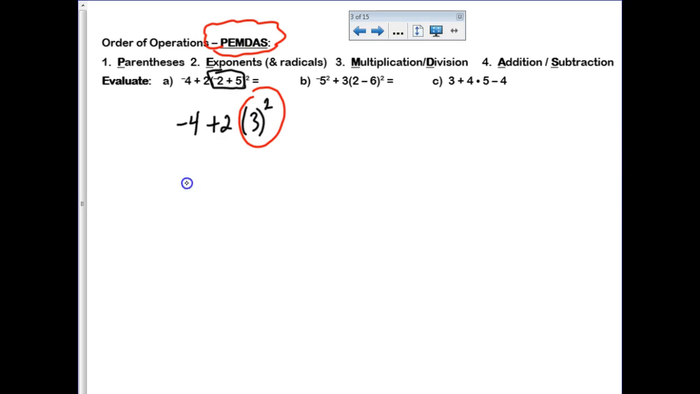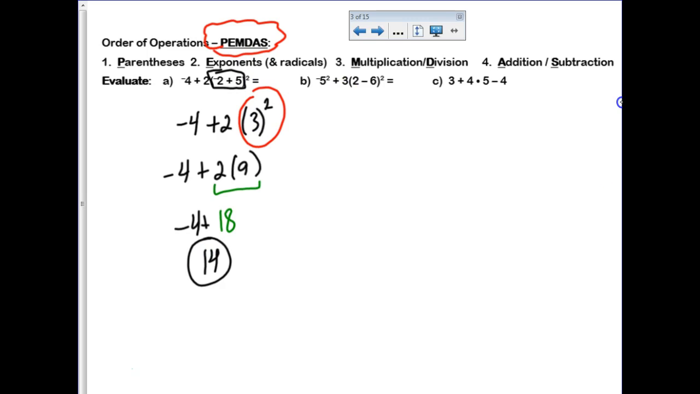So now we have -4 plus 2, but it's being multiplied by a 9 now. And then multiplication would come next. So we multiply 2 times 9 together and get an 18. And then -4 plus 18 is 14, which is our final answer.